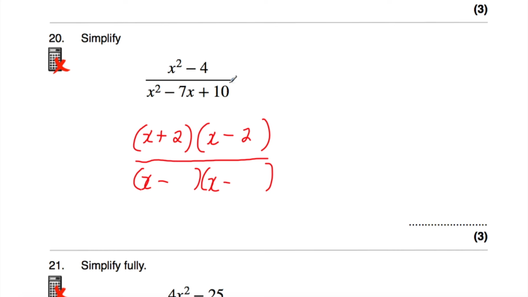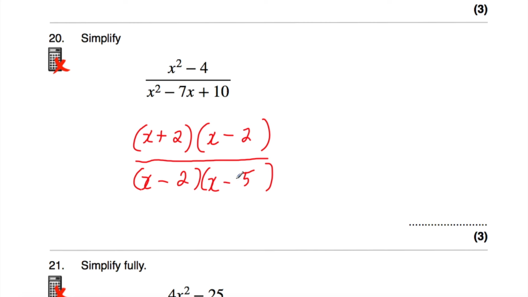We want two numbers that multiply together to be 10. So if we had minus 2 and minus 5, let's just check that. x times x is x squared, fantastic. x times minus 5 is minus 5x, and minus 2 times x would be minus 2x, and if we add them together, that's minus 7x, and minus 2 times minus 5 is 10. That's fantastic. So if you factorize the numerator, you can maybe use that as a bit of a hint to how to factorize the denominator, and that just might help you do it a bit more quickly.